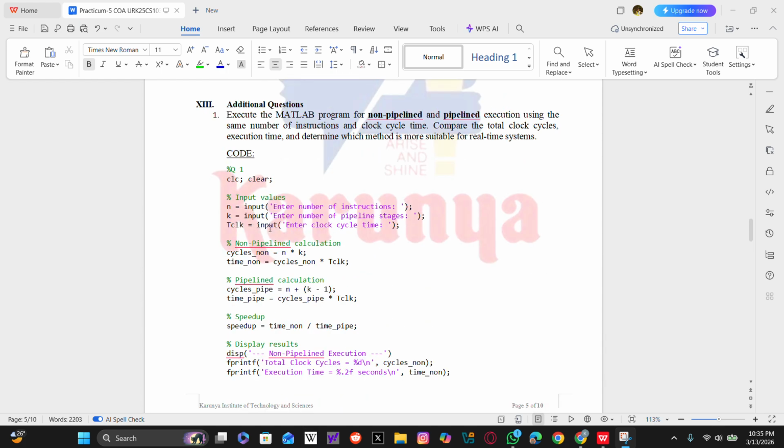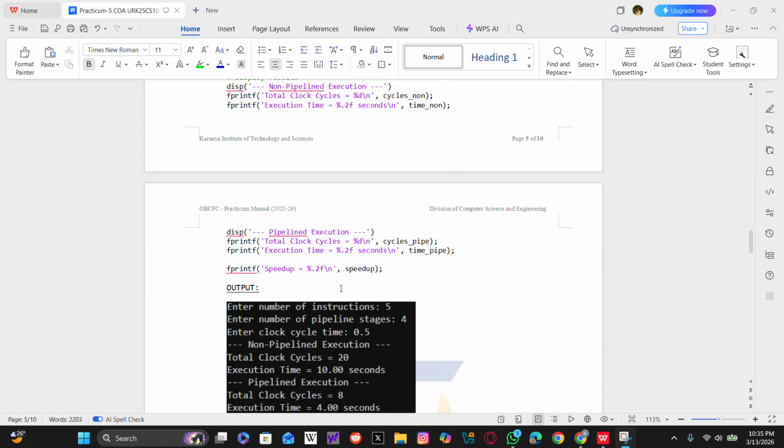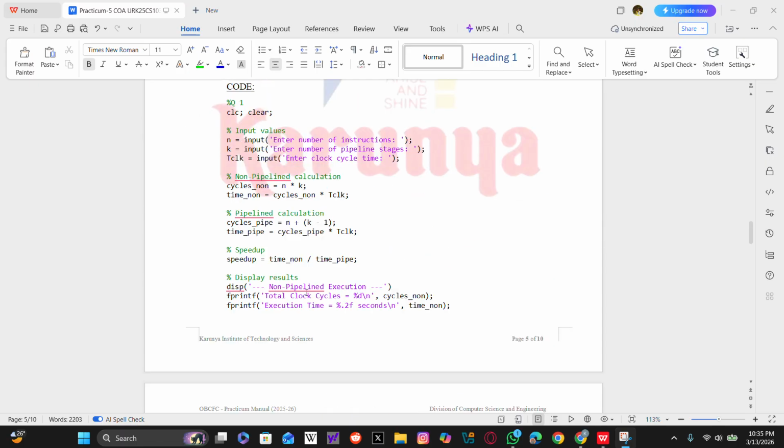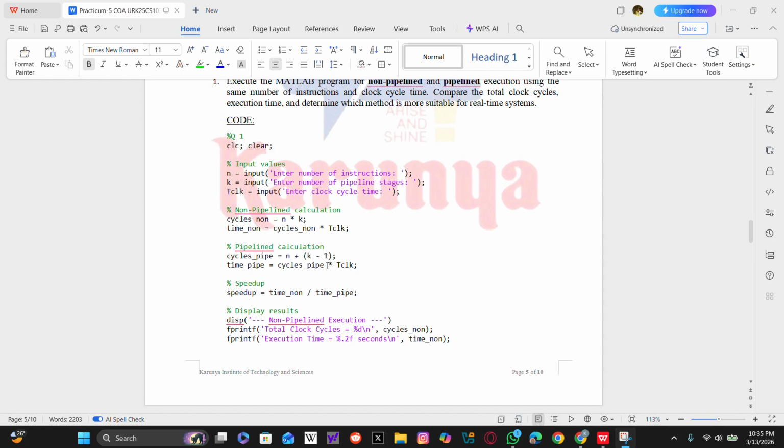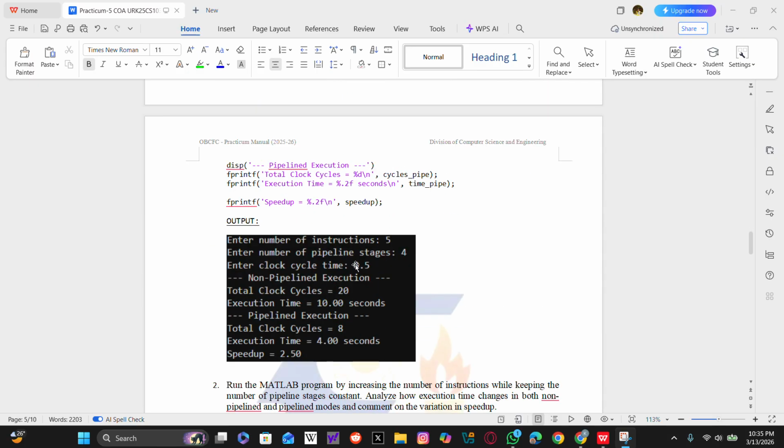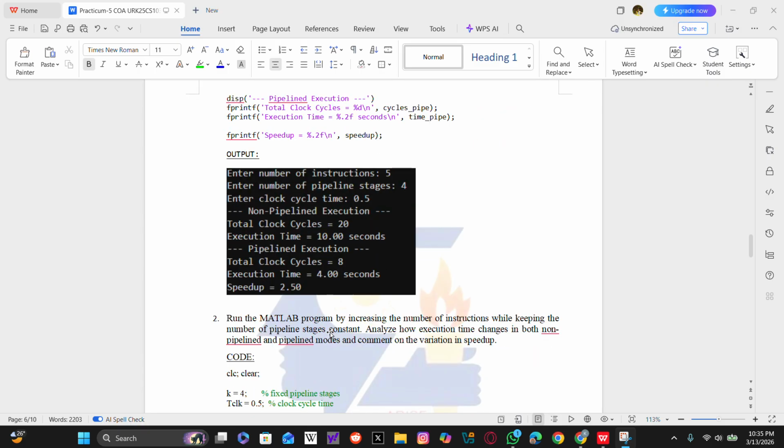the execution time is 20 times the value which I have entered, 0.5, which is 10 seconds. And onto the pipeline execution, the similar formula applied, and we have derived the output here.